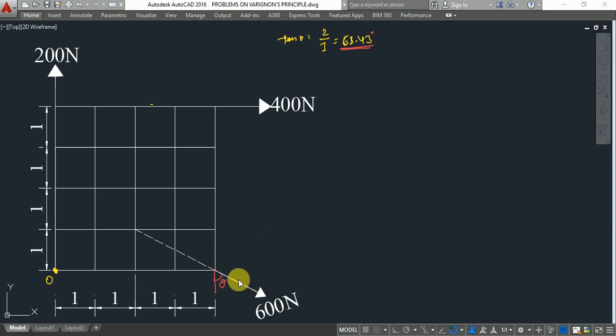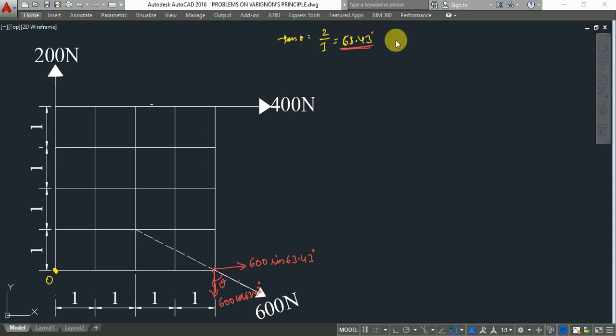So upon resolution of this force, this horizontal force is moving away from the given force. So it will be 600 sin 63.43 degrees, and this force will act vertically downward, and this will be equal to 600 cos 63.43 degrees. These are the two forces upon resolution.